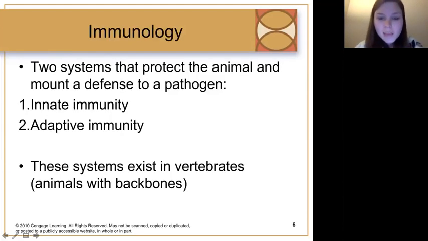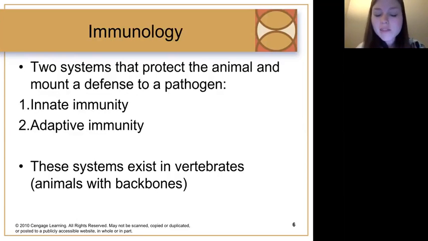So immunology, which is something I got a lot of questions on yesterday, so hopefully I'm prepared for this section. We're going to talk a little bit about immunology because obviously that's a big part of animal health. There are two systems that protect an animal and will mount a defense to a pathogen: innate immunity and adaptive immunity. We'll talk more in specifics about what those two do and how they help prevent a pathogen infection.